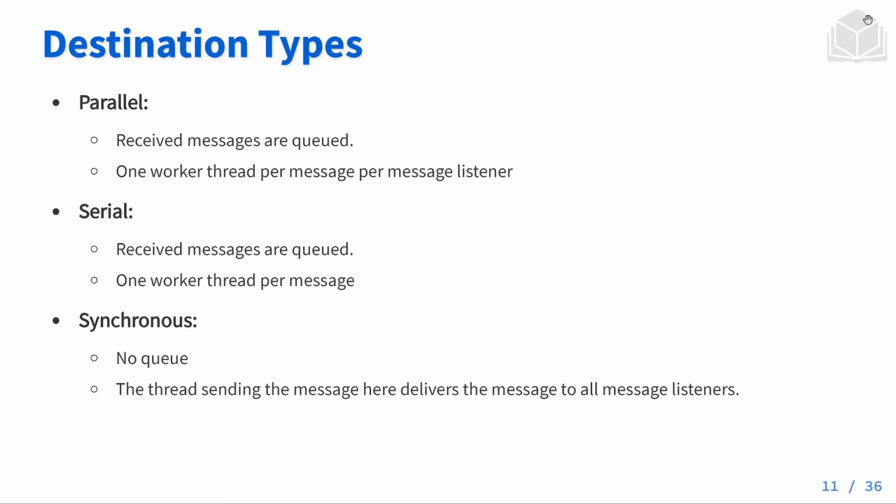We have three different destination types. We have the parallel destination type, which receives messages and queues them. And this means that there's one worker thread per message listener. We have the serial destination type. Received messages are also queued, and we have one worker thread per message. And we have the synchronous destination type, which has no queue, and the thread sending the message here delivers the message to all message listeners.